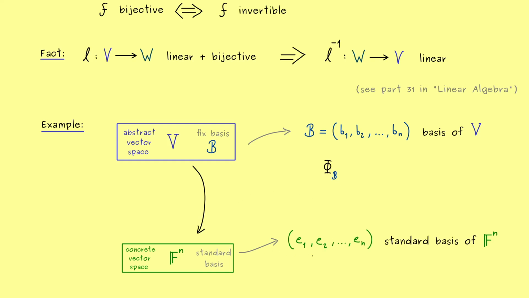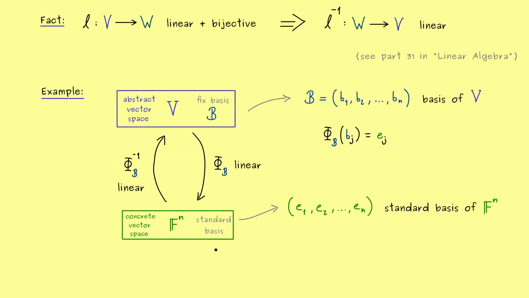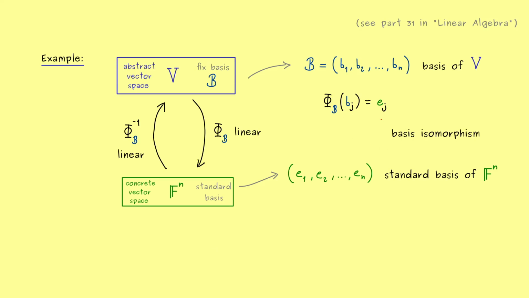And now we can just define our linear map phi_B by sending each basis vector here to the corresponding canonical unit vector on the bottom level. More concretely, b_j is sent to e_j. And now what we get is a linear map, and we can also show it's a bijective map. To put it in other words, the opposite direction here also works. And now we know the inverse is also a linear map. So we have a linear map in both directions, and that is what we call an isomorphism. So you see, it makes sense to call phi_B the basis isomorphism with respect to the basis B.